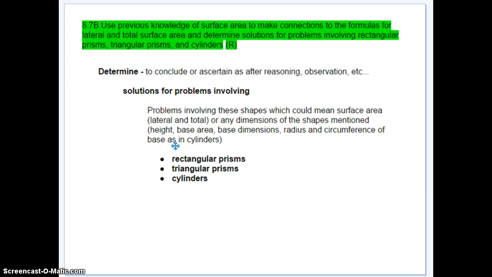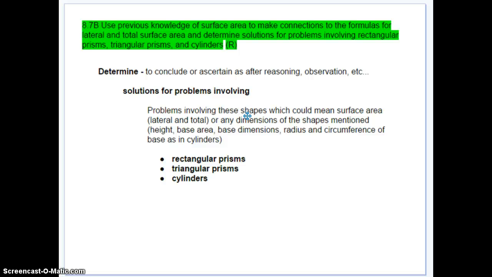Now here's the second half of that TEK. I said it was based on a couple of real strong verbs. The first section there, to use, and the second one, to determine. So based on that previous knowledge, using that previous knowledge there, to determine, which would be to conclude or ascertain as after reasoning or observation. Determine solutions for problems involving, and there again is that big word, involving. Problems involving these shapes could mean surface area, the lateral, and the total, or any of the dimensions of the shapes mentioned. Again, just like the previous TEK that we looked at.